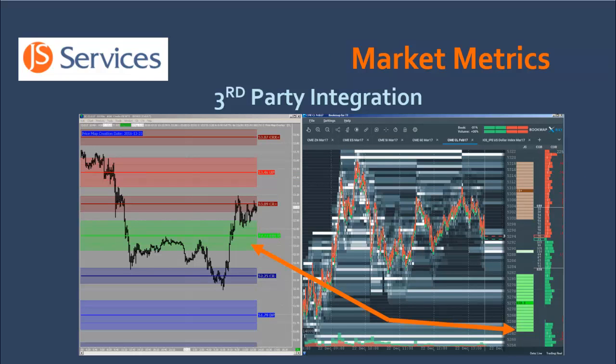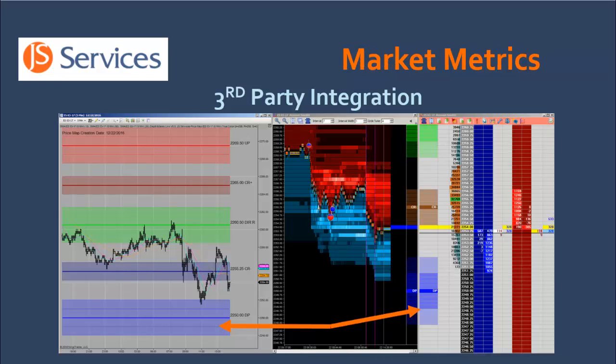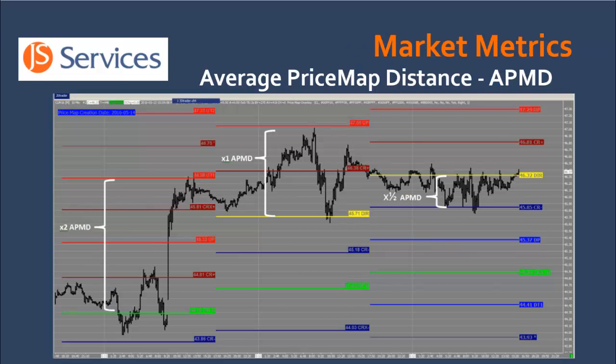The metrics are also displayed in JSServices third-party vendor integrations, either on the chart or in historical market depth display. The average price map distance, or APMD, identifies the price segment distance that the market is trading in. For a breakout strategy, the expectation is for a 2x APMD move.